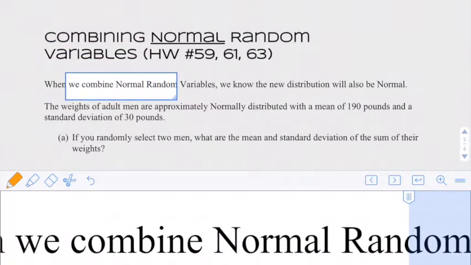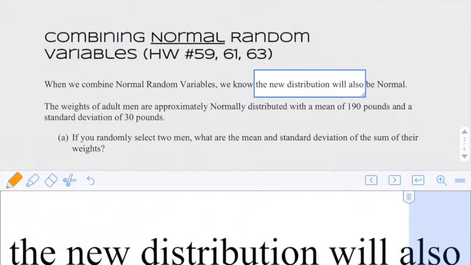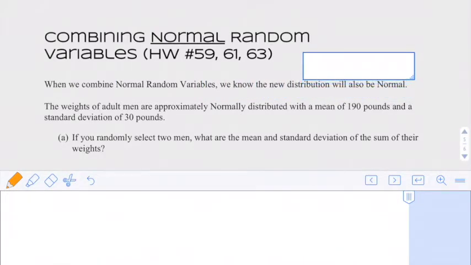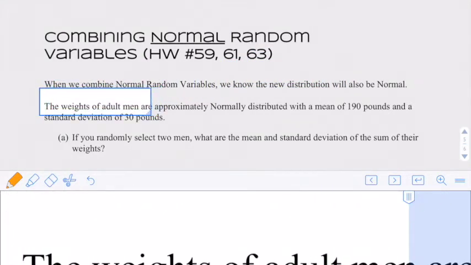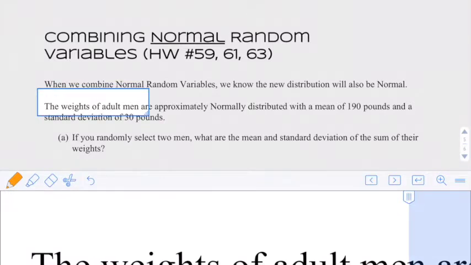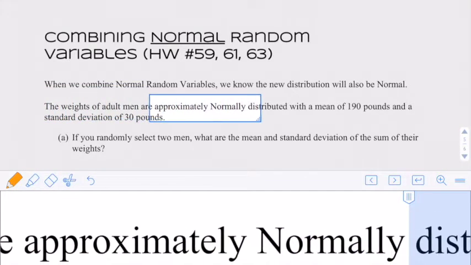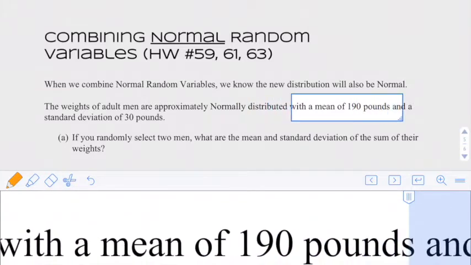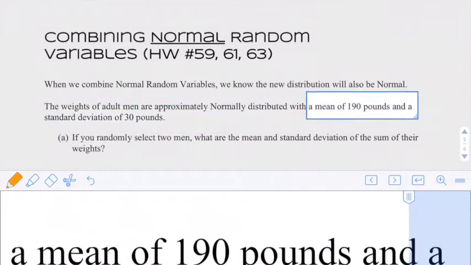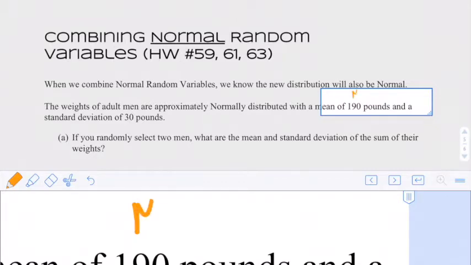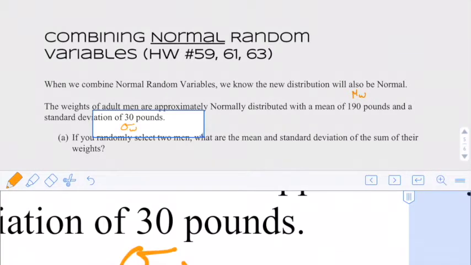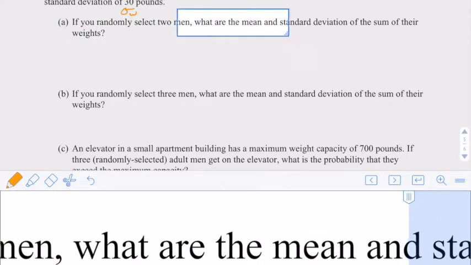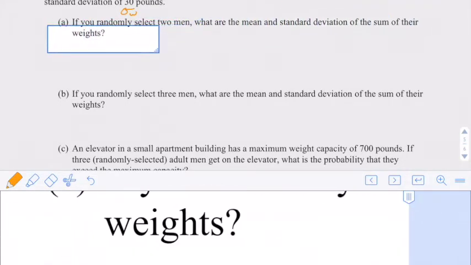When we combine normal random variables, we know the new distribution will be normal. If you take one distribution that's normal, put it together with another distribution that's normal, the result's going to be normal. We're not going to worry about anything outside of that realm. The weights of adult men are approximately normally distributed with a mean of 190 pounds and a standard deviation of 30 pounds. So let's call this the mean of the weight, and this is the standard deviation of the weight. And this is for the population.